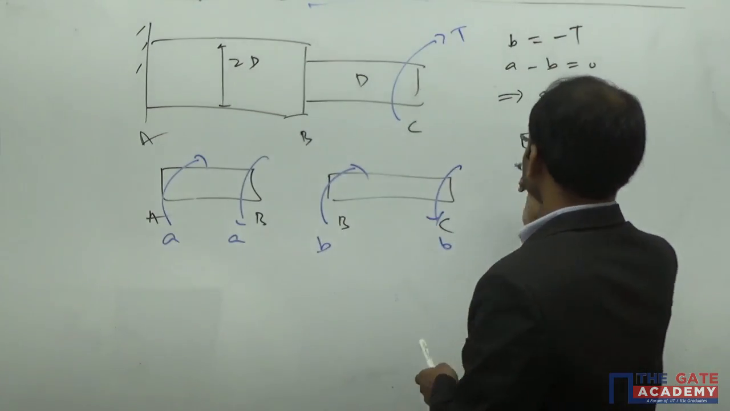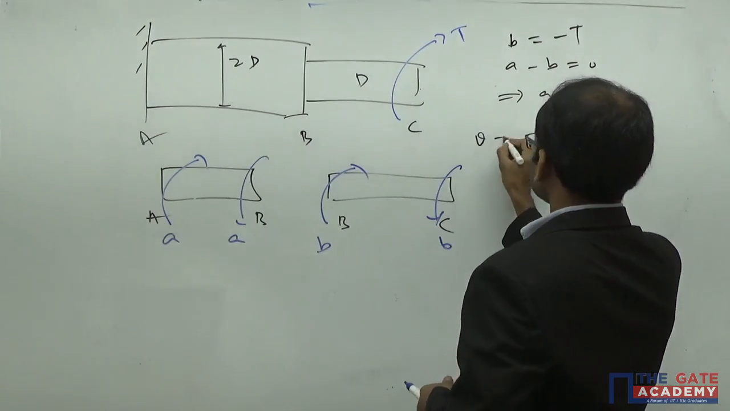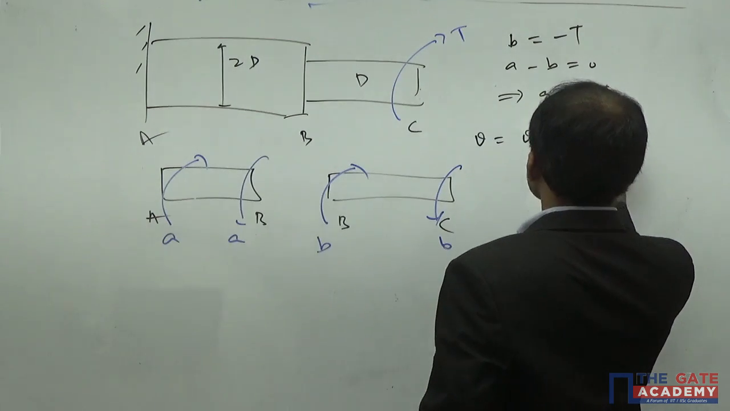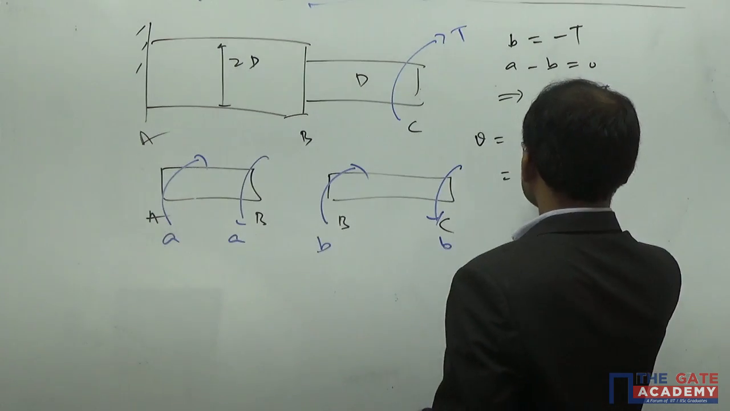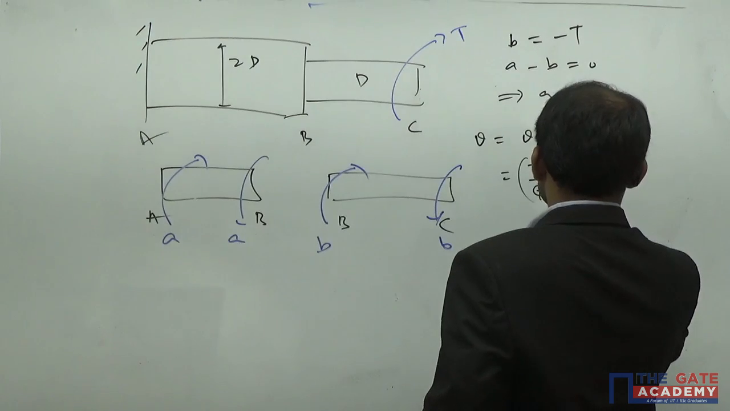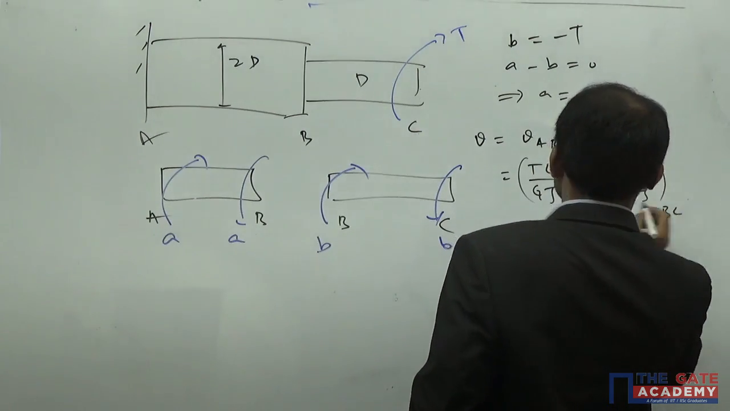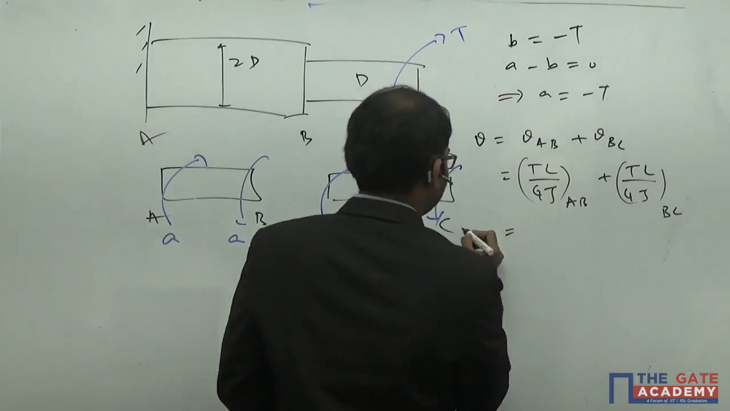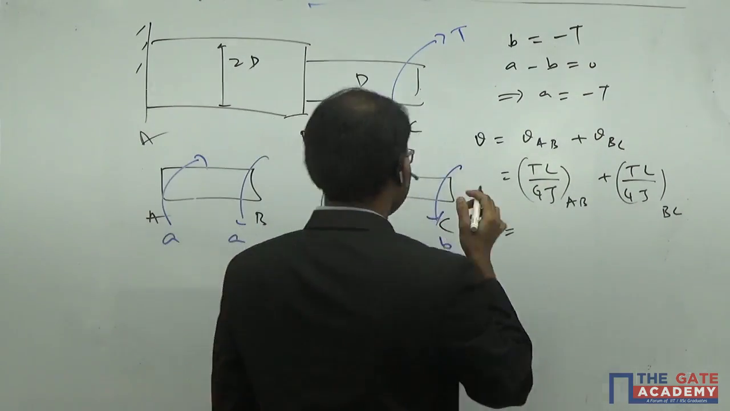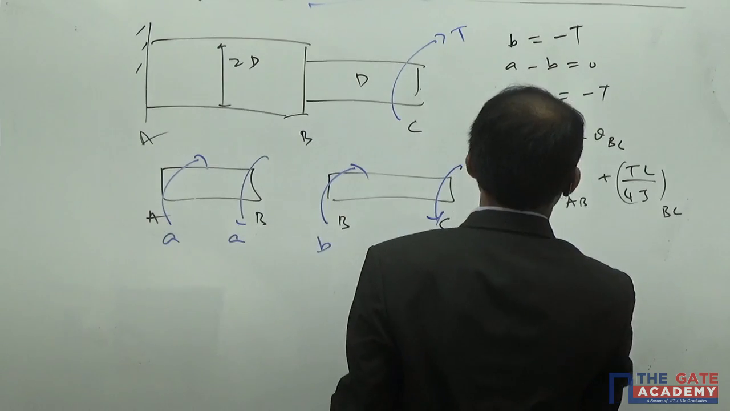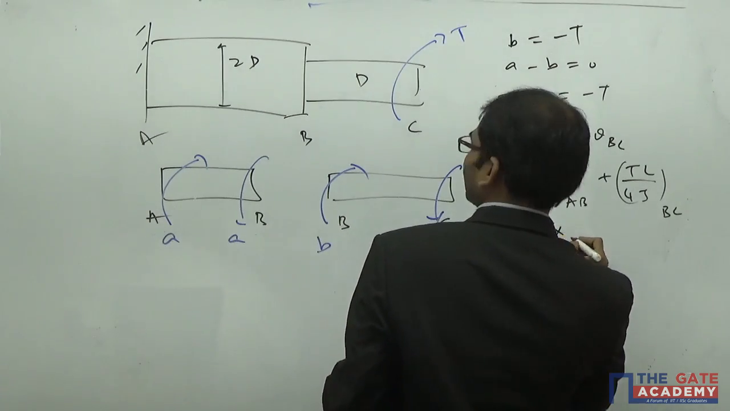Clear? So total theta is equal to theta of AB plus theta of BC here. So theta is equal to TL by GJ for AB plus TL by GJ for BC here. If you substitute this here, theta is equal to, the T value for the first one, A, is minus T, so minus T into length L.